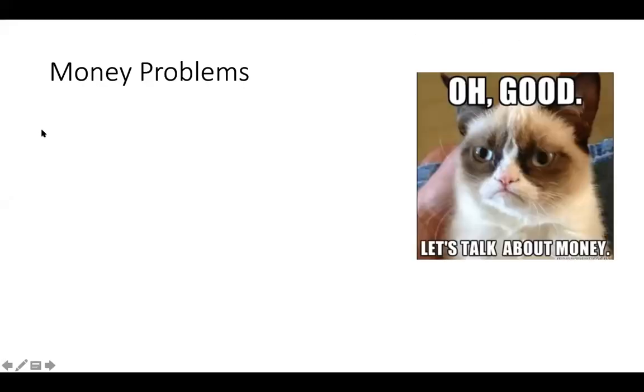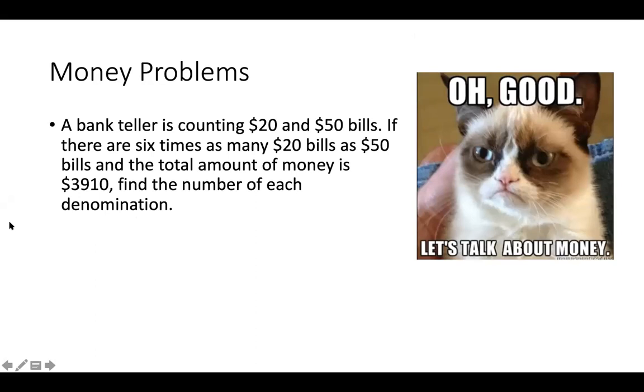All right, that brings us to so-called money problems. Oh, good, let's talk about money. All right, so this is an example of a money problem. A bank teller is counting $20 and $50 bills. If there are 6 times as many $20 bills as $50 bills, and the total amount of money is $3,910, find the number of each denomination, which means the number of 20s and the number of 50s.